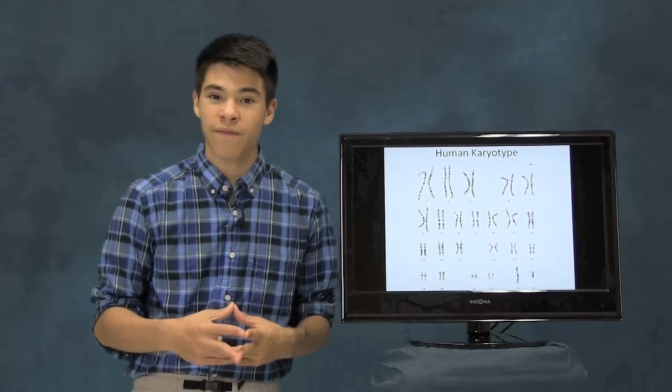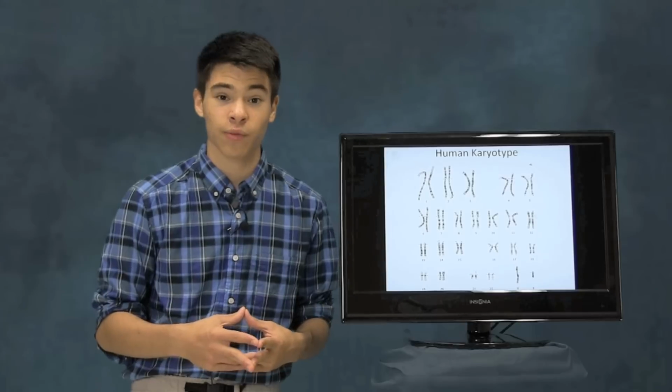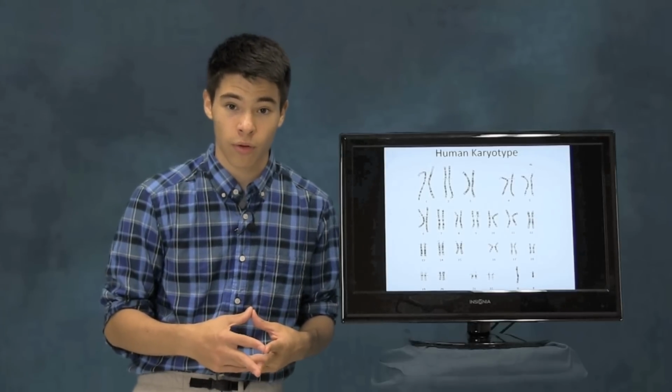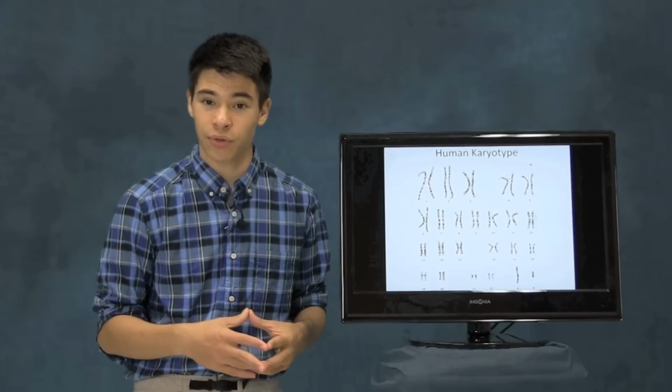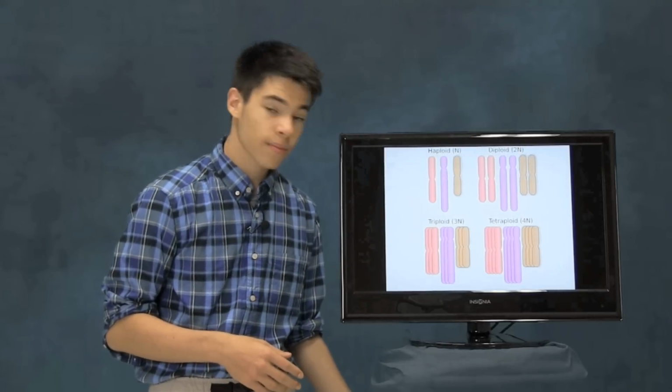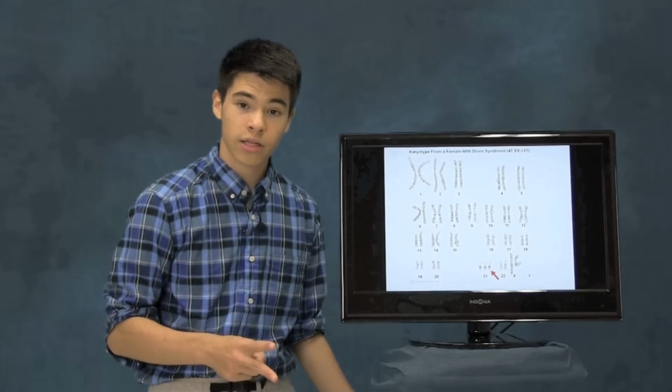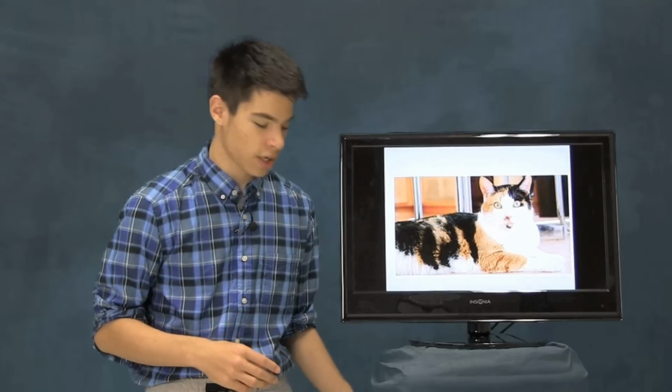But sometimes events can occur that cause an individual to present with an abnormal number of chromosomes. This is called numerical change, and there are 3 classes that we'll discuss as follows: polyploidy, aneuploidy, and mixoploidy.